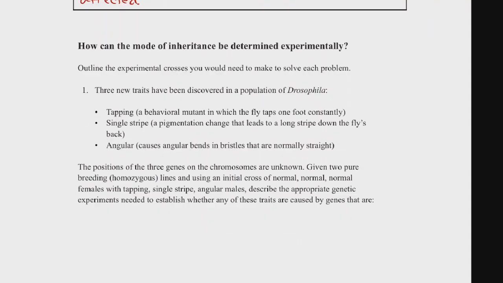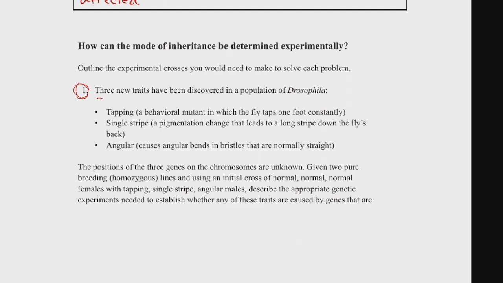So moving on, how could the mode of inheritance be determined experimentally? And I understand that we only have 13 minutes left. There's only two questions left, so we should be done here pretty much on time. So outline the experimental crosses you would need to make to solve each problem. And then here we are starting with a new one.